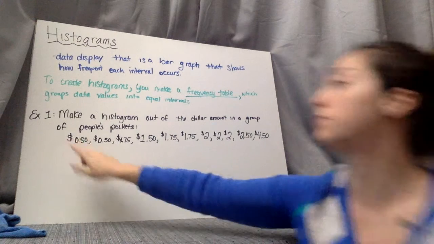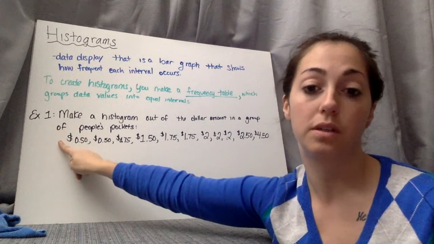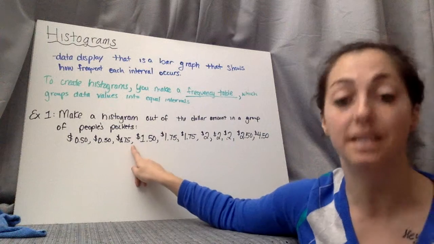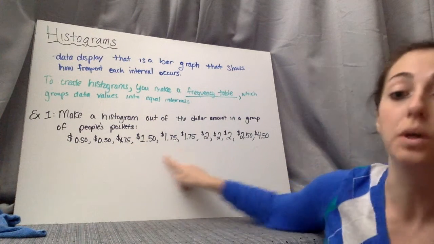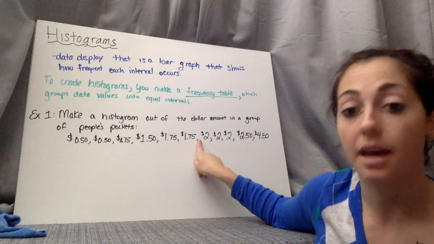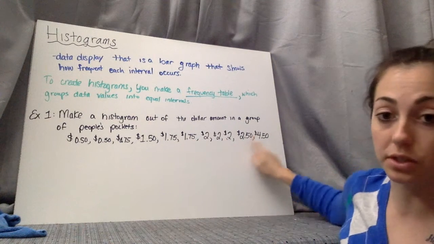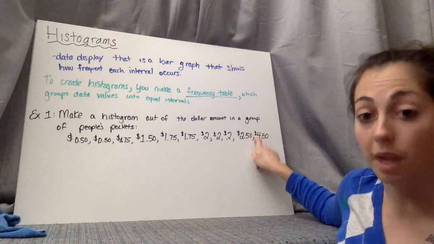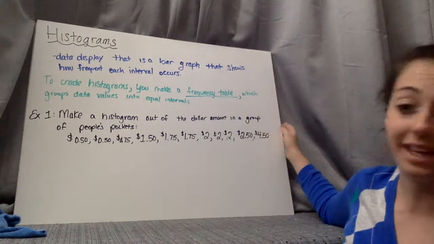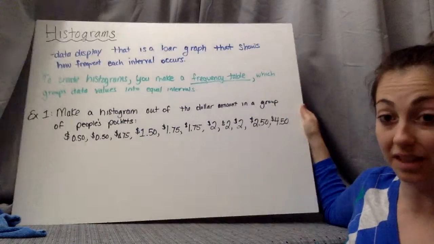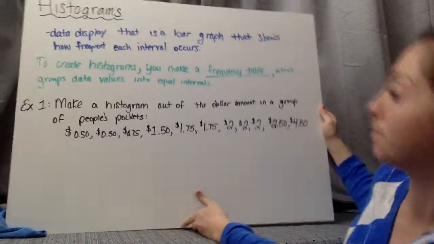So what I was thinking of doing is from $0 up to 99 cents, and then from $1 up to $1.99, then $2 up to $2.99, $3 up to $3.99, and then $4 up to $4.99. You can't skip. I know that we had nothing in the threes, but you can't skip.